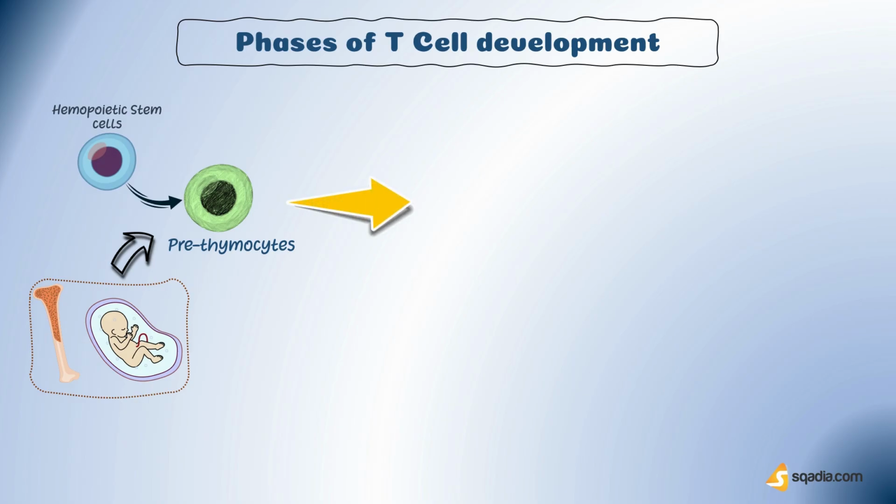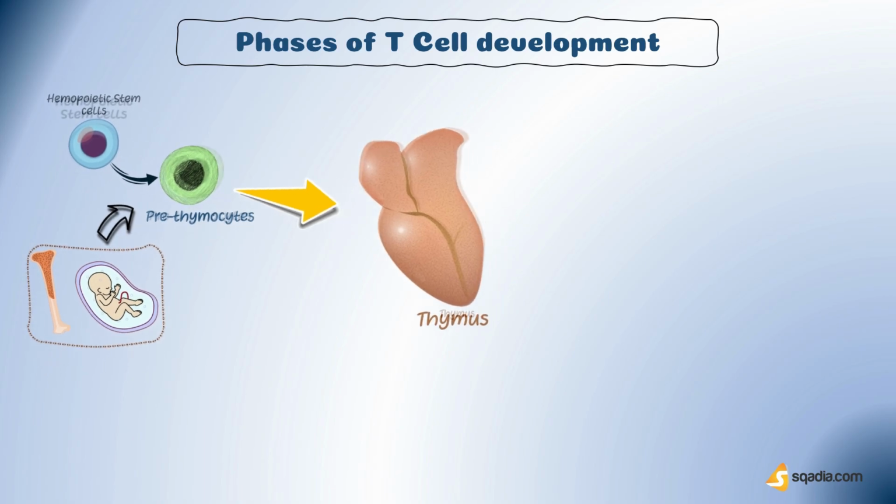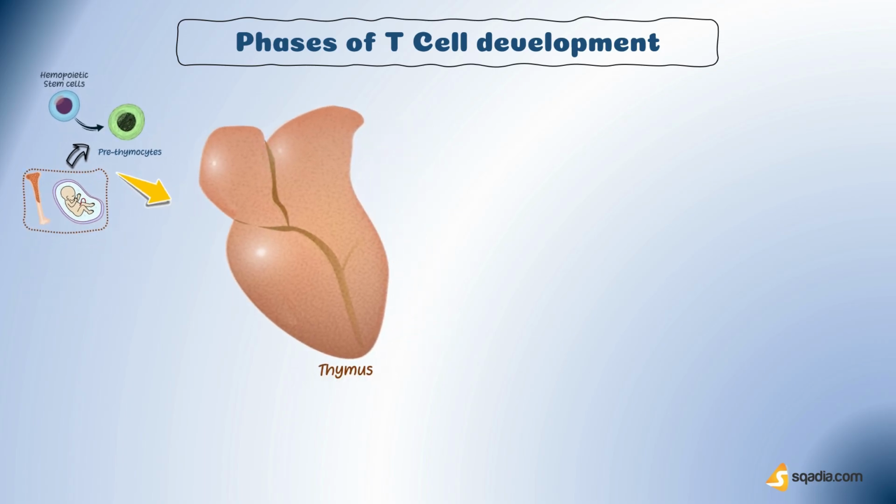Once they are produced, then these precursor cells of lymphoid lineage need to migrate towards their site of maturation. That are secondary lymphoid organs or lymph nodes for B-lymphocytes, and thymus for T-lymphocytes. And we are here talking about T-lymphocytes only. So, let's have a brief look at its maturation site first, that is the thymus.